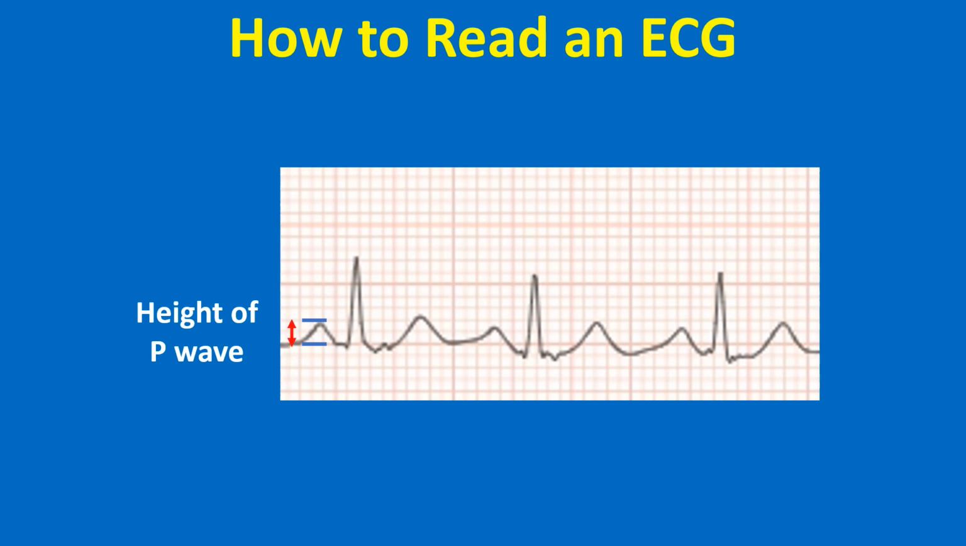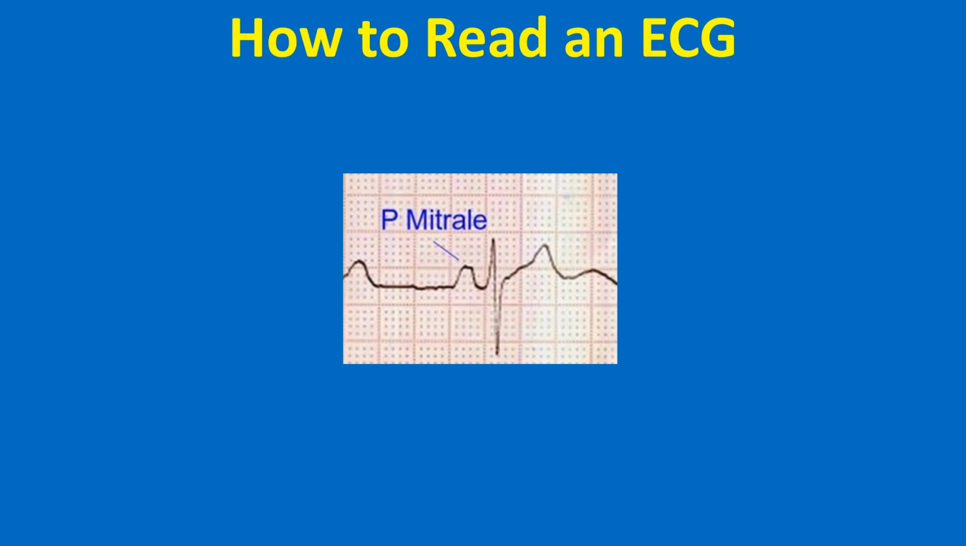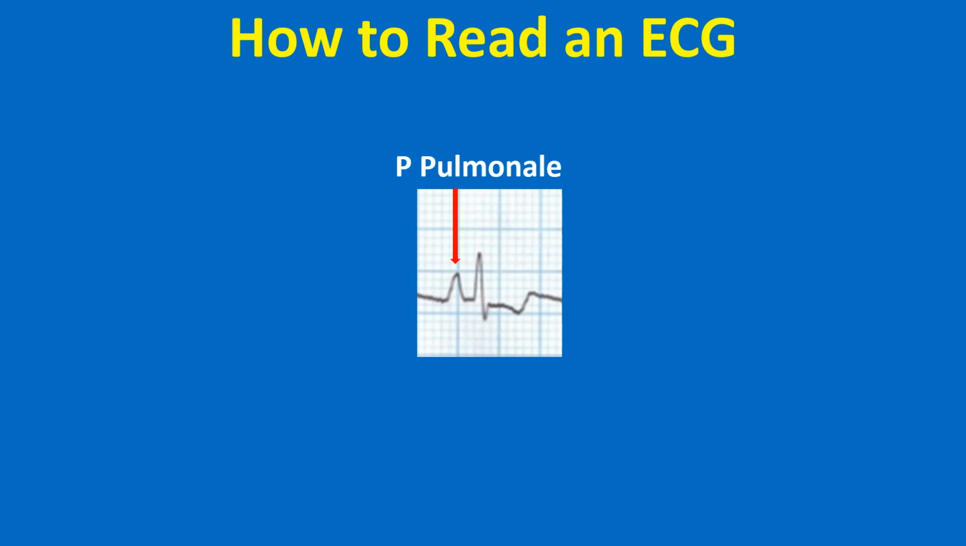Normal height of P wave is up to 2.5 mm. If height is increased, it is suggestive of right atrial enlargement. If both width and height are increased, it is biatrial enlargement. Wide notched P wave in left atrial enlargement is known as P mitral. Tall peaked P wave in right atrial enlargement is known as P pulmonale.